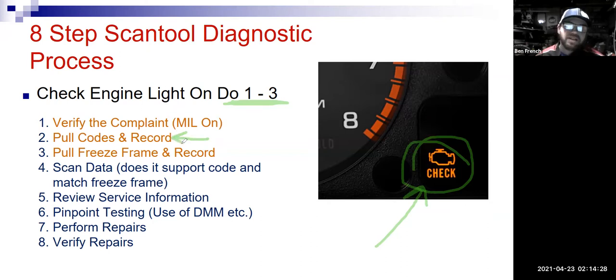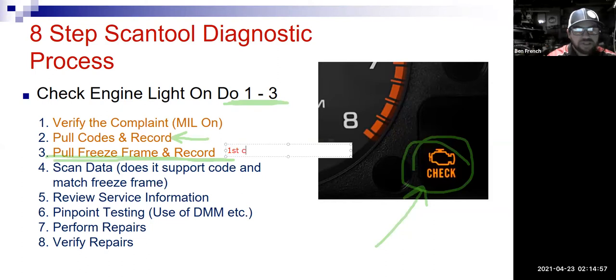And when it says record, it means I'm going to write those codes down. Or if I'm using an app like this, I'm going to take a screenshot of it with my phone. I'm going to do something to save that information. And then I'm always going to pull the freeze frame, right? That's what was going on when the very first code was set. Now, here's an important thing to understand: this is for the first code set. That is the regulation.